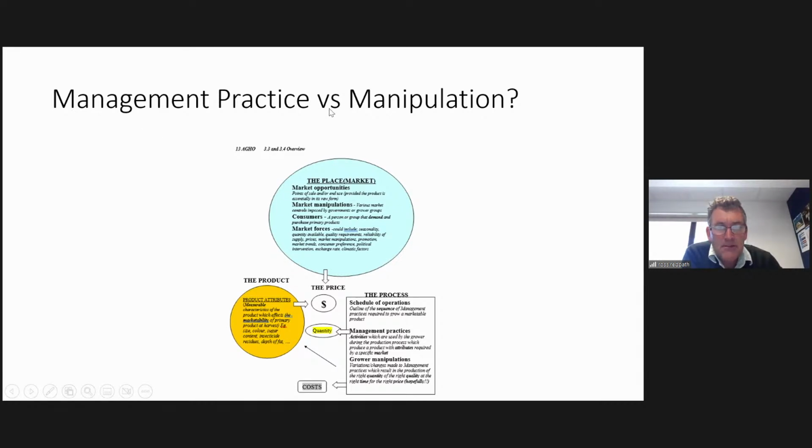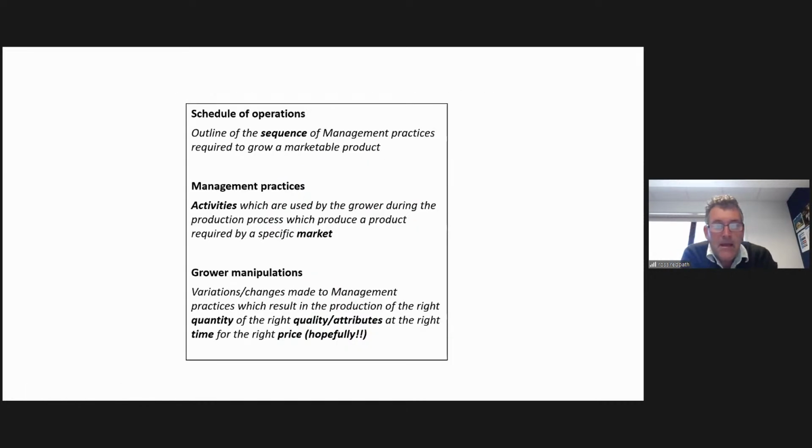I spoke earlier about the difference between a management practice and a manipulation, so I'm just going to bounce past this one. Be clear about whether the terminology appears in the exam questions, the schedule of operations, management practices, manipulations, and answer what is relevant to what you have been asked about. Typically, you'll be asked about management practices and specific manipulations.